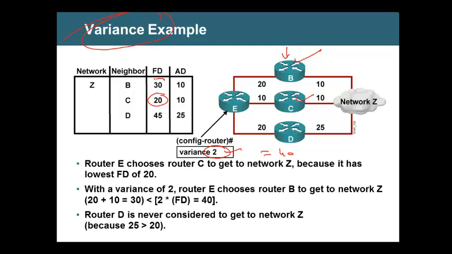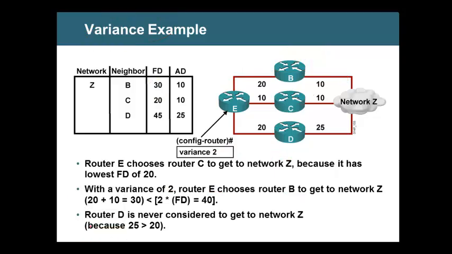So because this is less than 40, this path will also be considered as a successor even though the FD value is different. You are saying it is okay. Just multiply the successor value and the outcome is 40. If any route has an FD value less than 40, you can consider it for load sharing. So with variance 2, router E chooses B to get to Z. Earlier it was choosing C, now it also chooses B. This is what is called unequal cost load balancing.